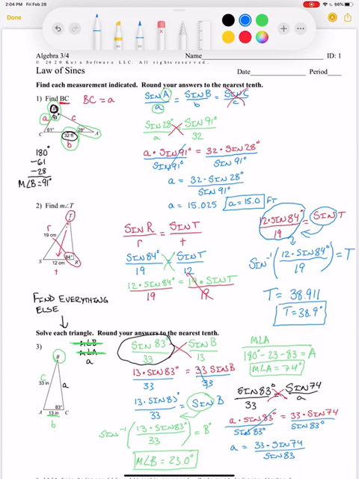From there, you just type it in the calculator: 33 times the sine of 74, and then divide that by the sine of 83. And I get side A equals 31.95 feet. So I'm going to round up to 32.0 feet. That was my last thing to do. I am done. And that is how you solve non-right triangles using the law of sines.